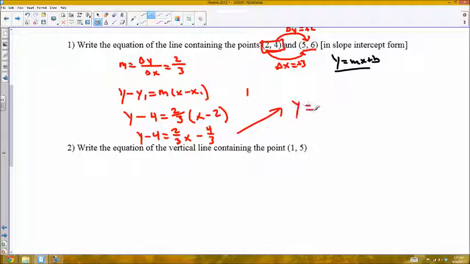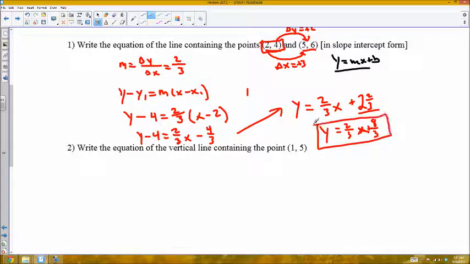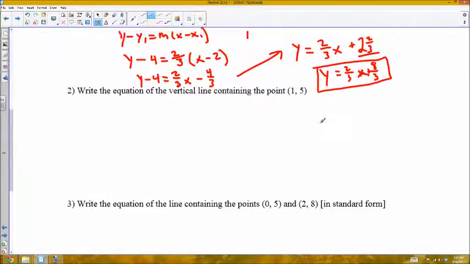So I end up with y equals 2/3 x, and then if I add 4 to negative 4/3, that's subtracting 1 1/3 from this. So that'll give me plus 2 and 2/3, and we don't like to write things as mixed numbers, so I'm going to write that as an improper fraction, which will give me 2 times 3 is 6, plus 2 gives me 8/3. Okay, so I get 2/3 x plus 8/3. That's my final answer. Okay, moving down.